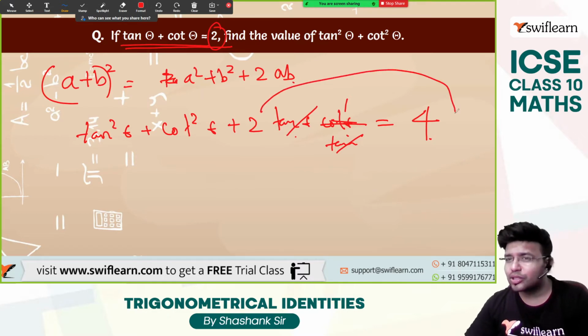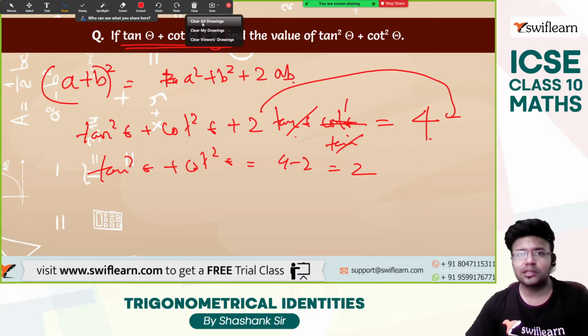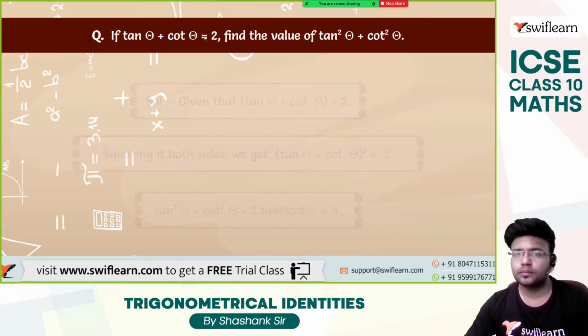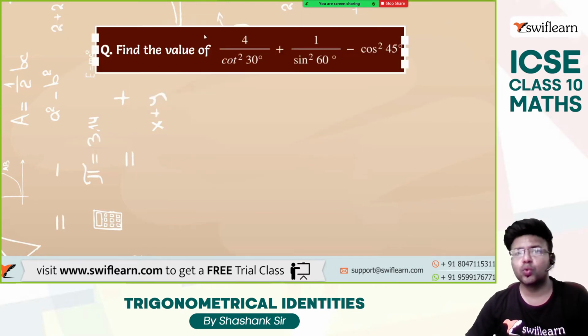Now take this to this side. So we have tan square theta plus cot square theta equal to 4 minus 2, which is 2. You got this? Yes. See, our answer is 2.